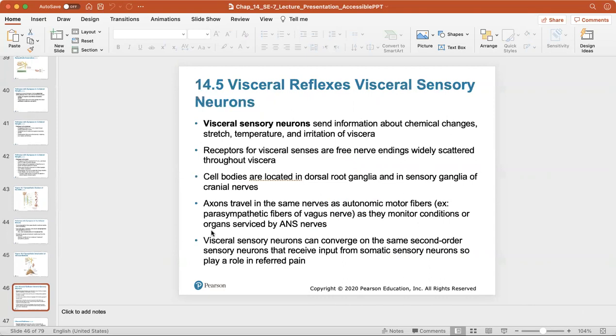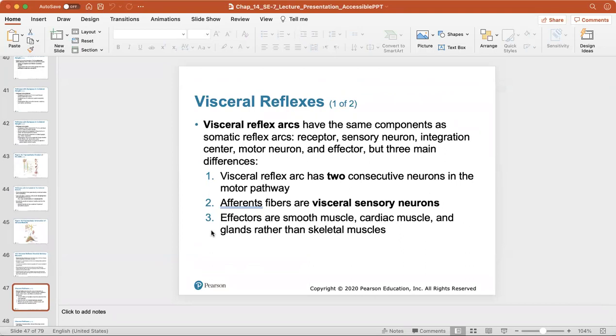Visceral reflexes and visceral sensory neurons send information about chemical changes, stretch, temperature, and any irritation of viscera. The axons will travel in the same nerves as autonomic nerve fibers, and visceral sensory neurons can converge on the same second-order sensory neurons that receive input from somatic sensory neurons. So they play a role in referred pain.